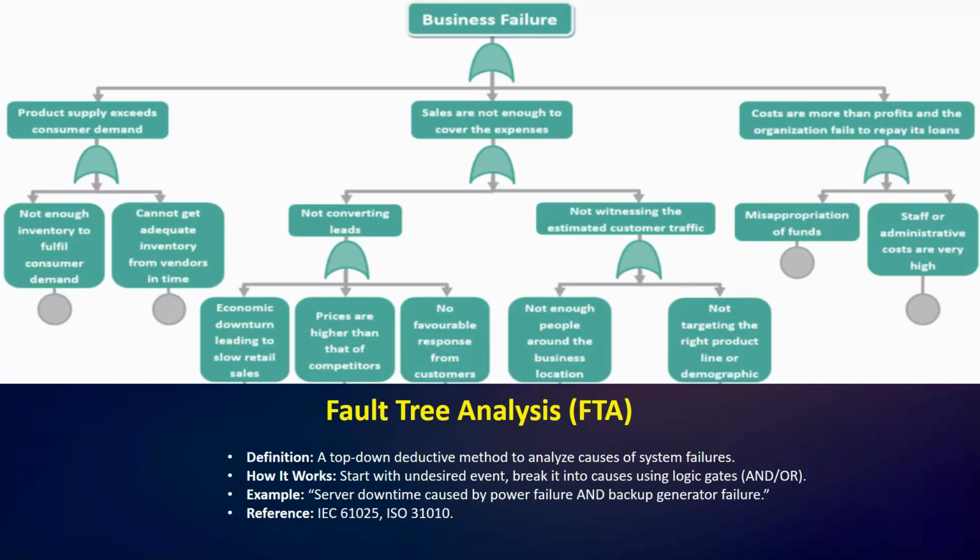So let's see the definition. What we have under definition: a top-down deductive method to analyze causes of system failure. Okay, so how it works: start with the undesired event, break it into causes using the logic gates AND, OR. Okay, so I hope this is clear.